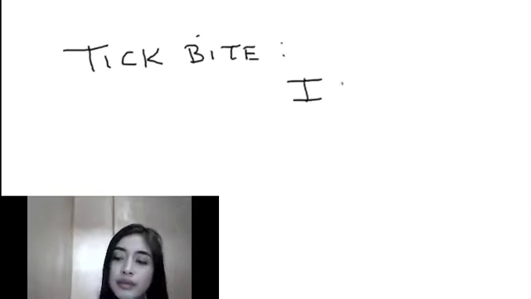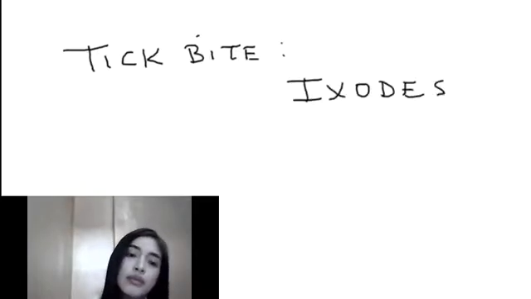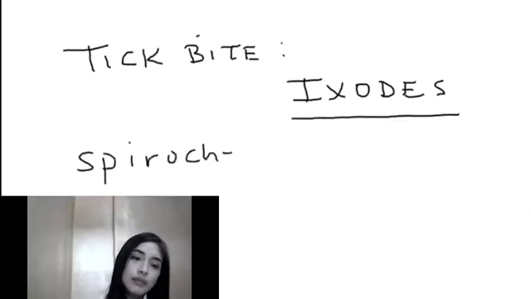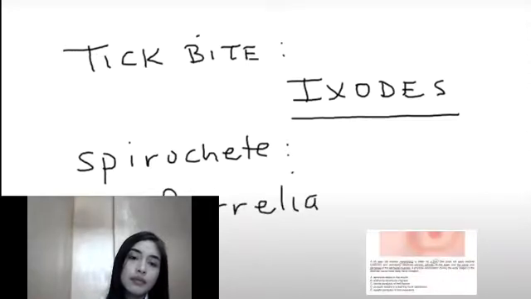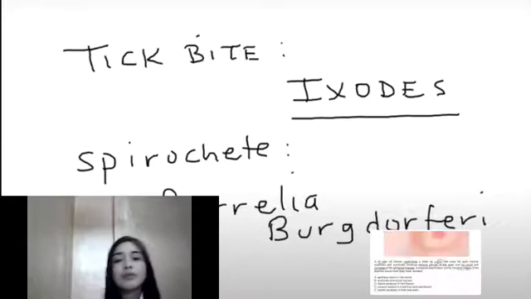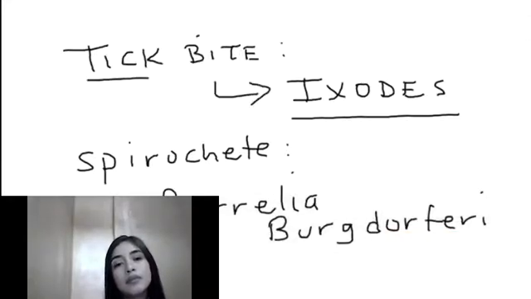So let's talk about the type of tick that causes Lyme disease. It has a special name. It's called Ixodes, whatever the pronunciation is. And there are different types, but this is the main name. And then what happens is this tick transmits an organism into your body called a spirochete. And the name of the spirochete is Borrelia burgdorferi, and that's important to remember. So don't get confused. The tick's name is the Ixodes tick, and the spirochete, which is the organism that the tick essentially introduces into your body, is called Borrelia burgdorferi.